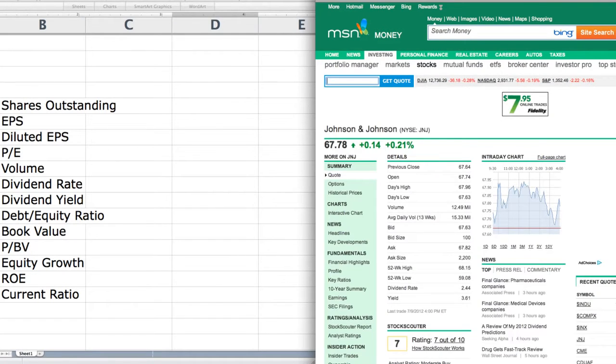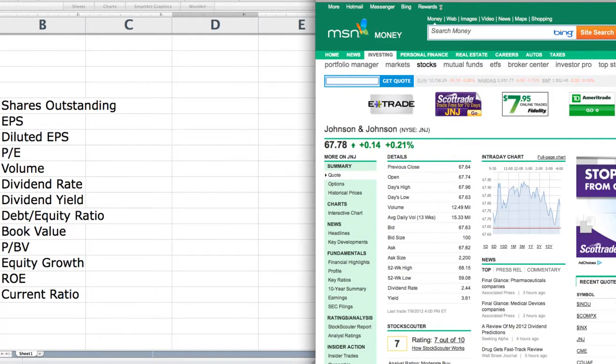For those of you following along with my book, this is the same ticker that I used for all the examples for the common stock terms, and it's also in the same order, so that might help you out as you go through it. The first thing we're going to start off with is the shares outstanding.